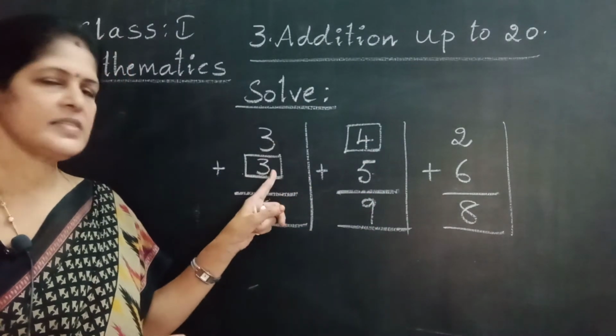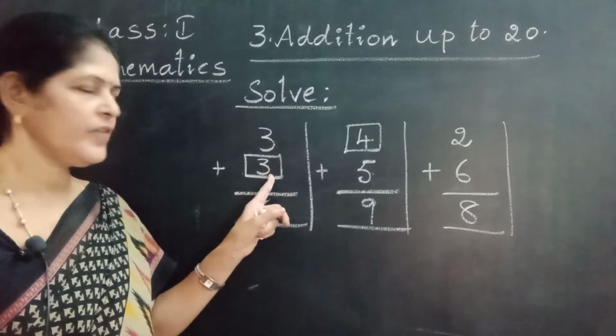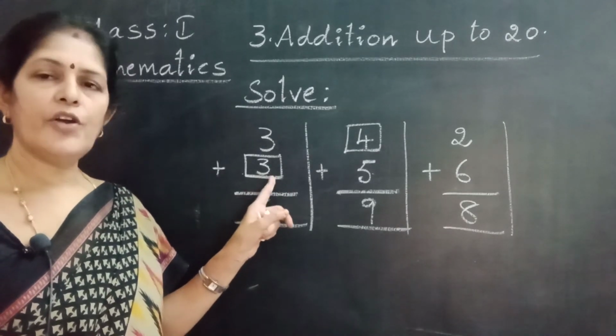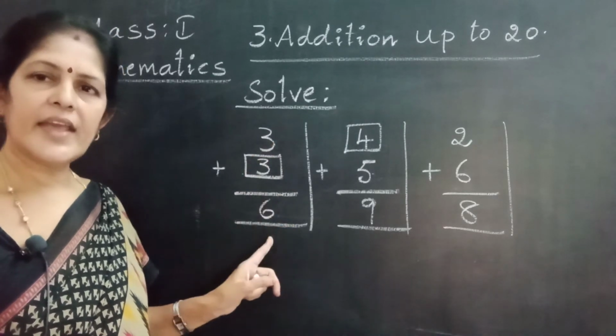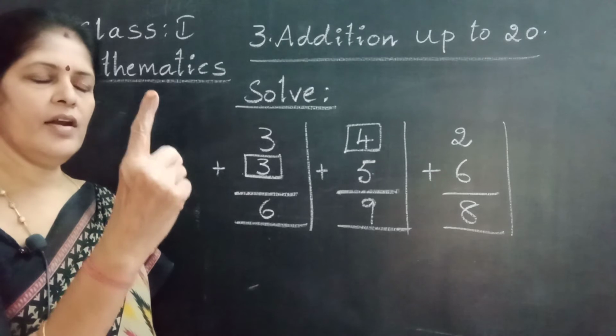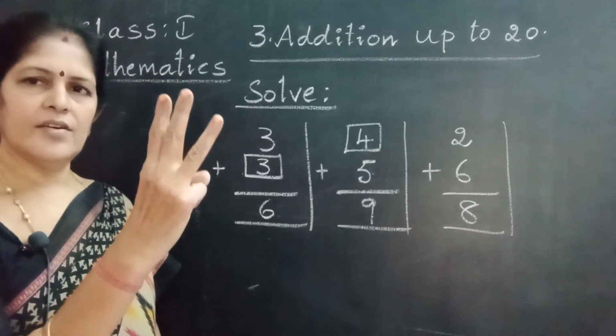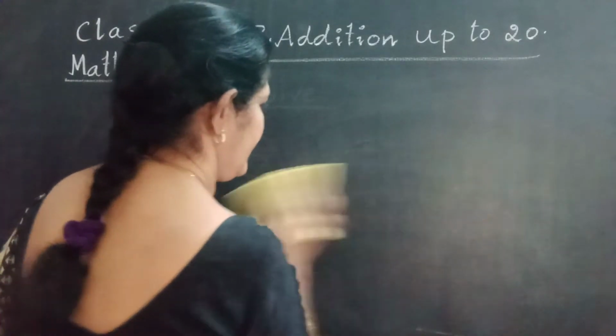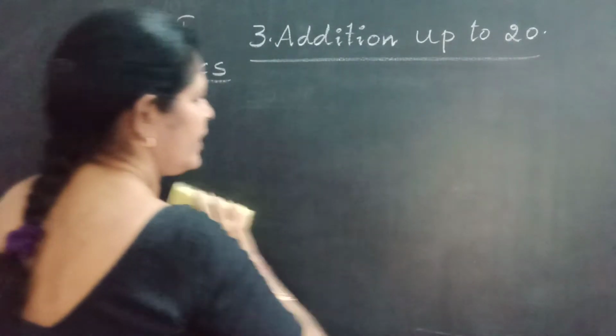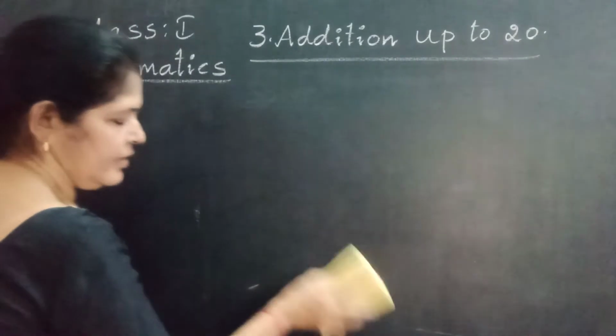Next, 3 plus dash equal to 6. How much do we need here? 3. How do you get 3? We count 3 after till we get 6. 3 after: 4, 5, 6. Okay, next one. Addition on the number line.